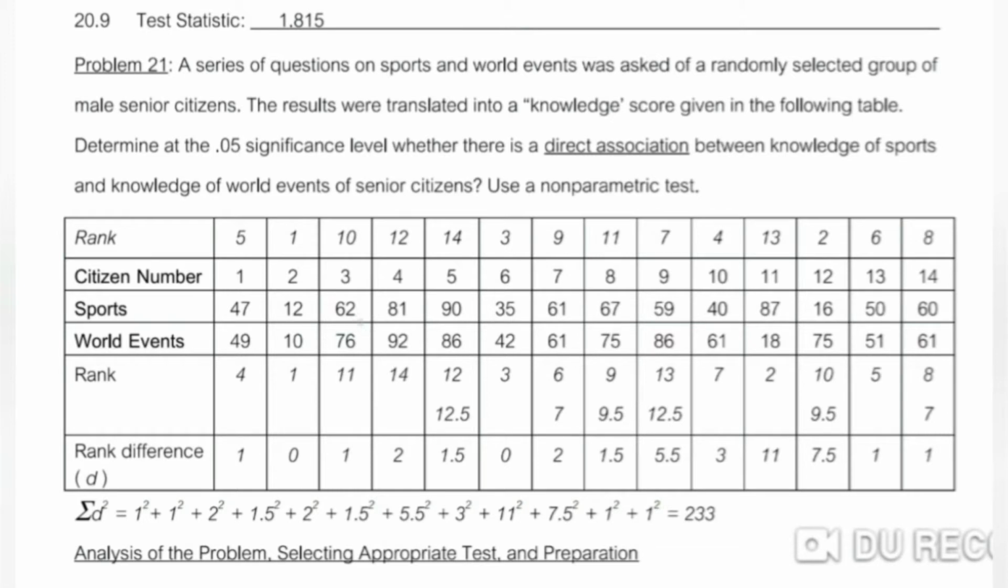Okay. Citizen number 3, 62 and 76, higher score, higher score. Citizen number 4, 81 in sports and 92 in world events, high score in both subjects. So on. Okay, now you are given a pair of samples, two dependent samples, numeric level, ordinal or interval or ratio. After that, you want to test relationship. So only two choices, Spearman and Pearson. Use a non-parametric test, that means Spearman.